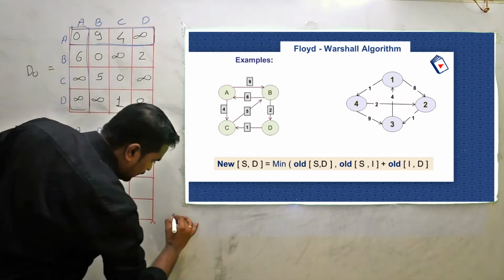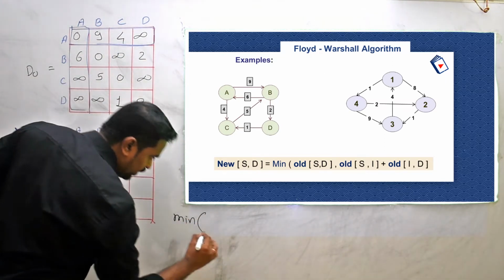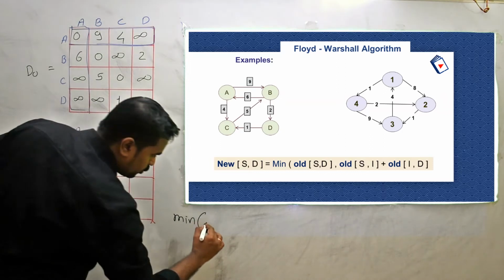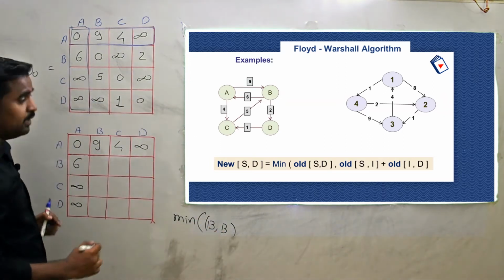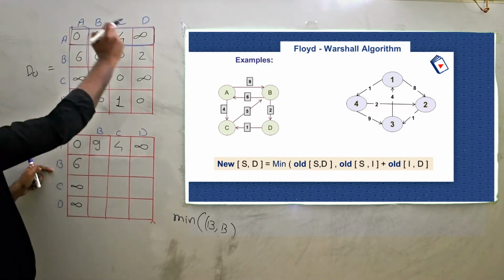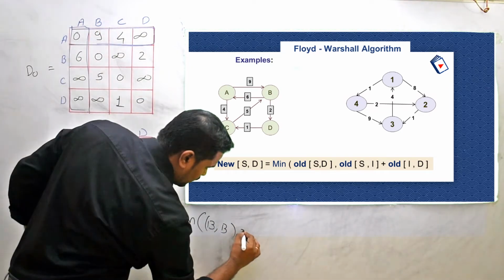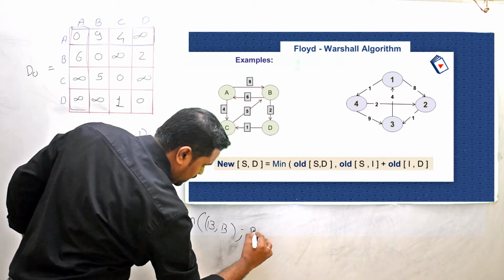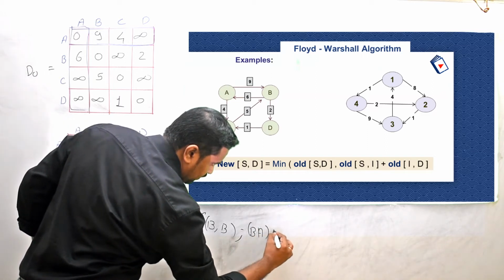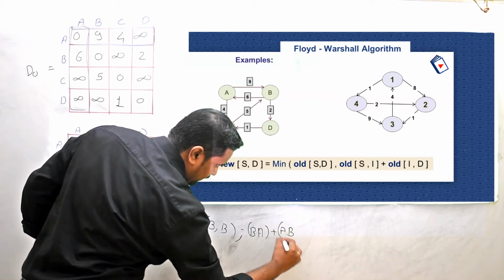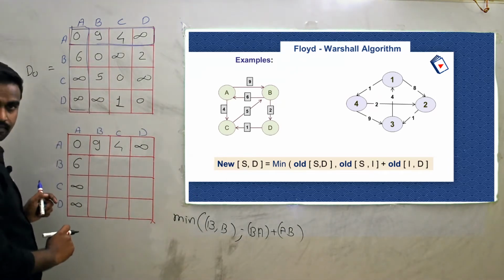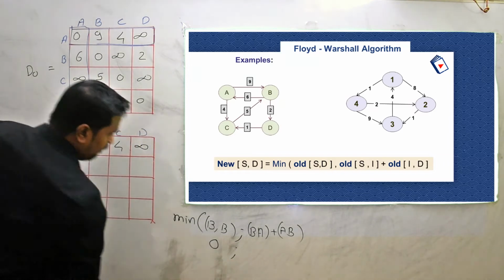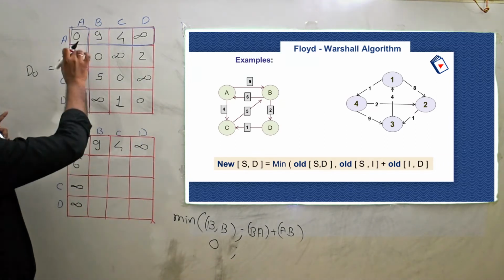So I'll write the minimum of what? The minimum of, first of all, B to B, that is source to destination, and B to A plus A to B. Now what is B to B? B to B is 0. Done. Okay, what is B to A?